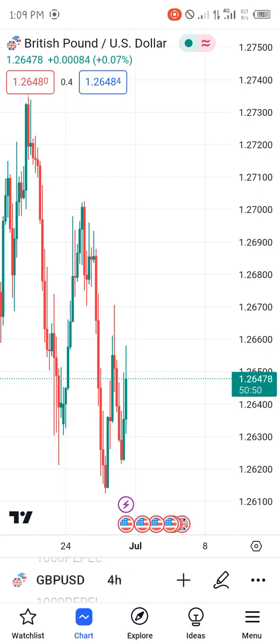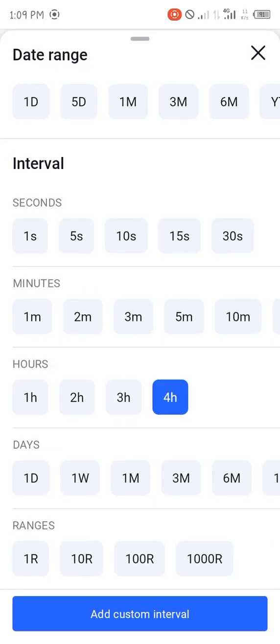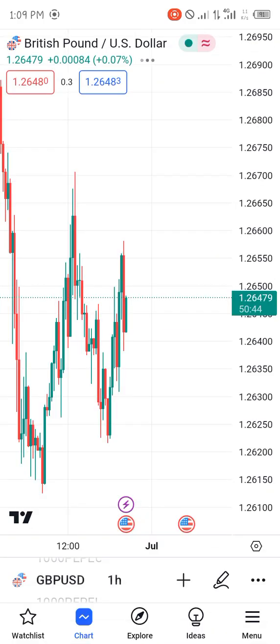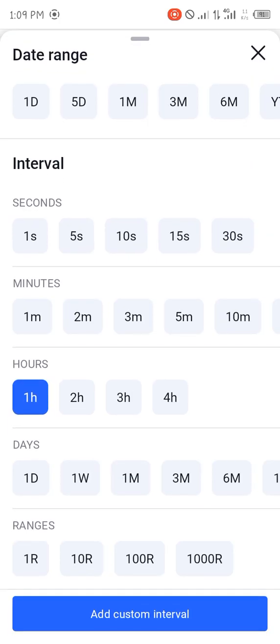If you want to choose any time frame, just tap on this place. Then you can choose any time frame, like your 1 hour, and it will appear. I'm using 4 hour because I want to draw a trend line now. So I'll just be tapping on this 4 hour.